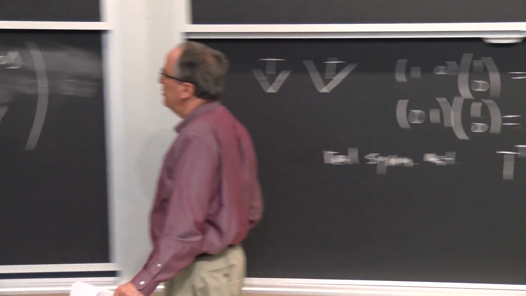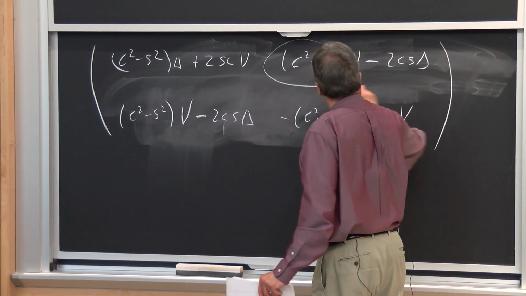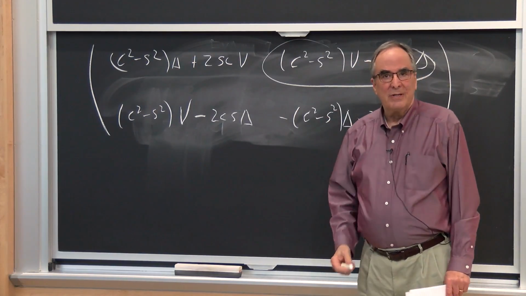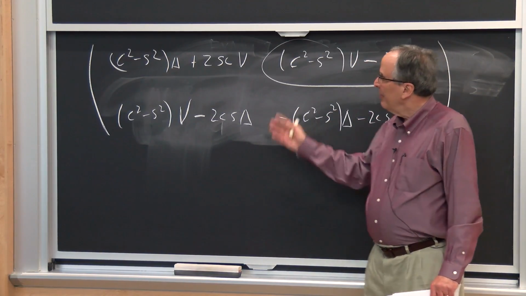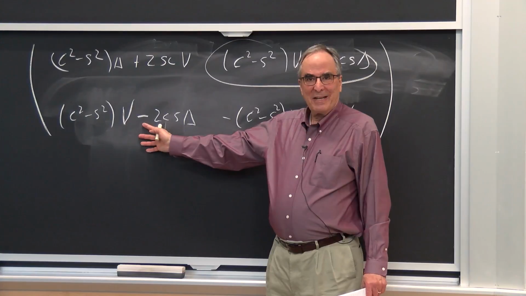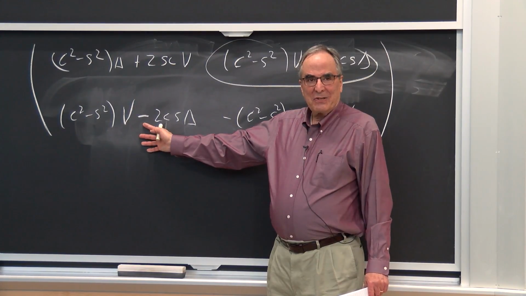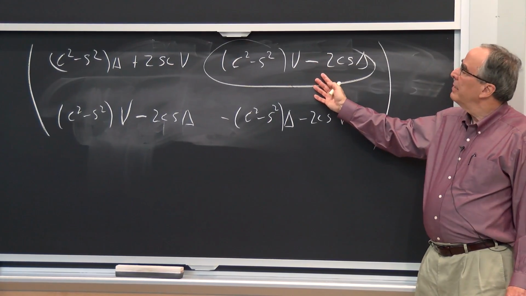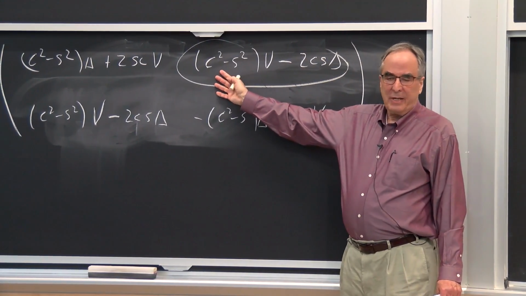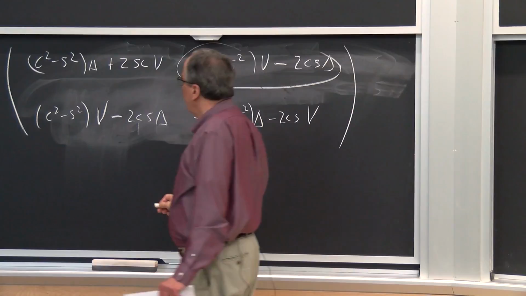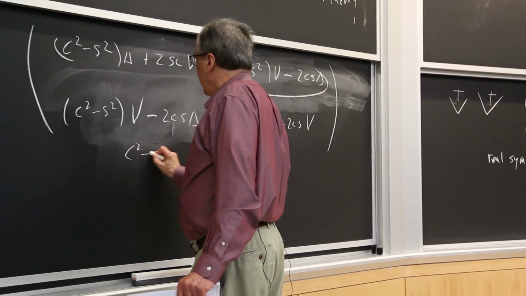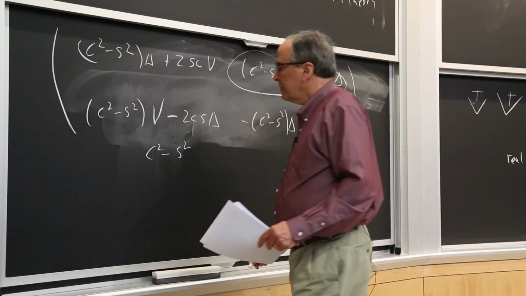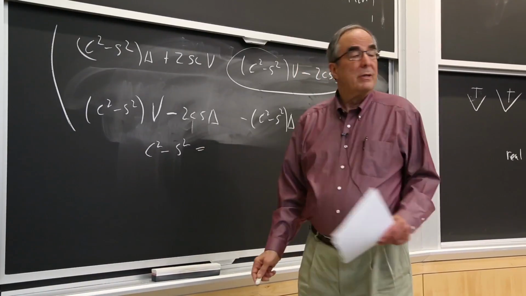And the first thing we do is we say, well, we want this to be 0. If this is 0, then this is 0, right? So that would be diagonal. So this turns out to be an equation that tells us what theta has to be. Okay, and we also know from trigonometry, C squared minus S squared is what?